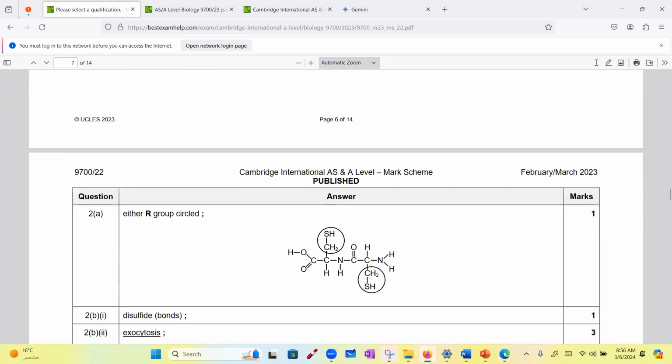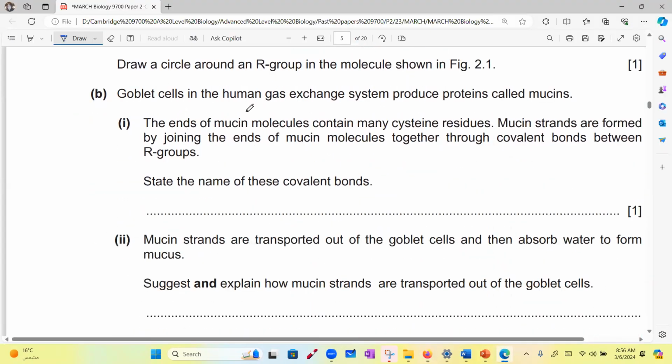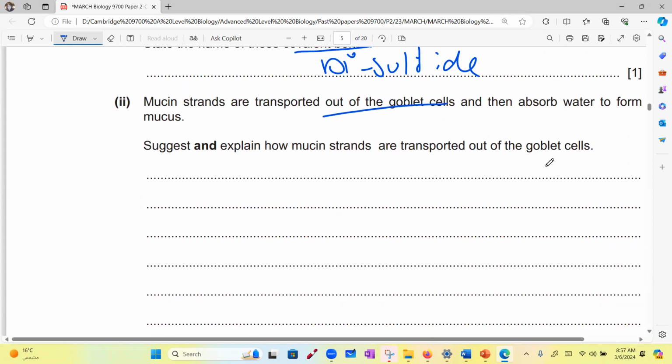Goblet cells in the human gas exchange system produce proteins called mucins. The ends of mucin molecules contain many cysteine residues. Mucin strands are formed by joining the ends of the mucin molecules together through covalent bonds between the side chains. Name these covalent bonds. Bravo, because this is the only amino acid that contains sulfur. So this is the disulfide bond. Mucin strands are transported out of the goblet cells and then absorb water to form mucus.